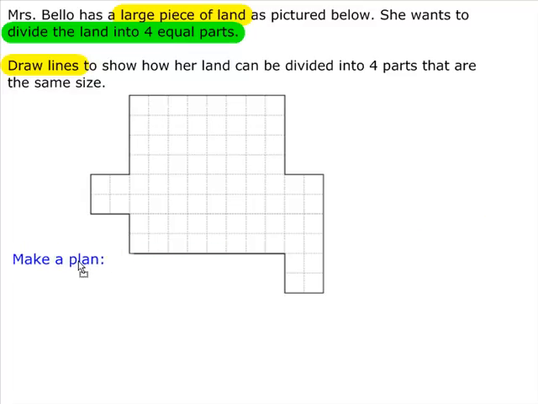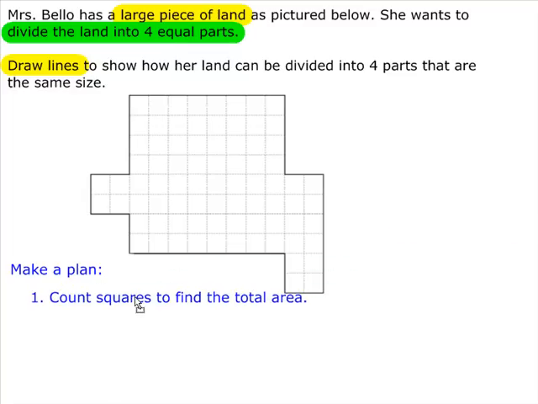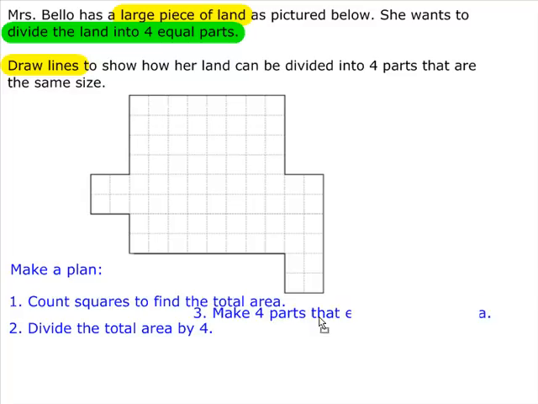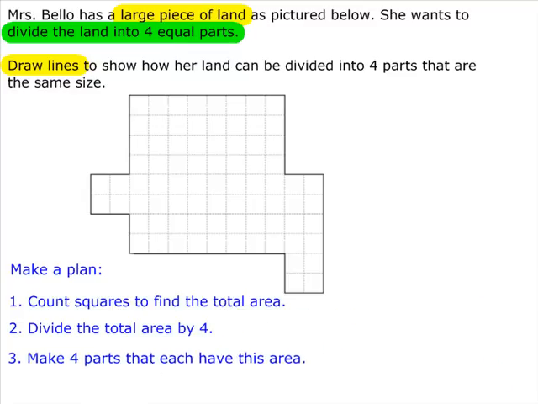Now let's write the plan down. In order to divide her land into 4 equal parts, it would sure be helpful to know how many little squares there are, what the total area is of this entire figure. So let's do that first. Let's count squares to find the total area. And then once we know the total area, let's divide that by 4. And then let's make 4 parts that each have that area.